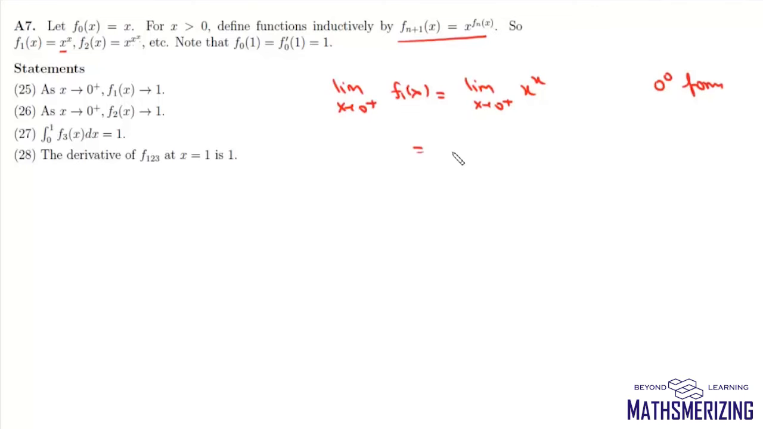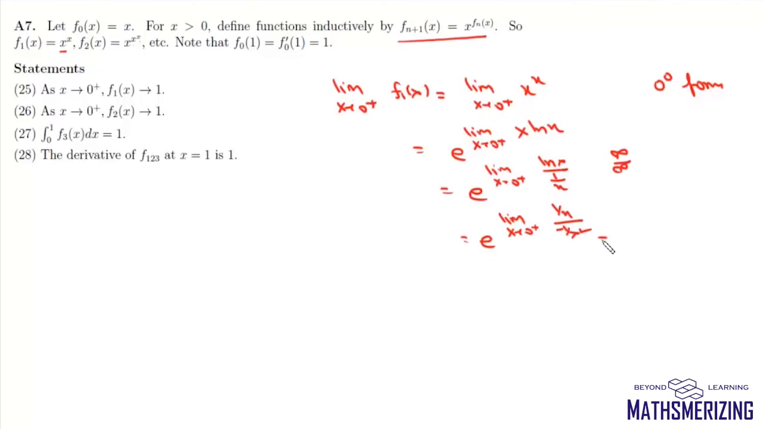Now we can write this as e to the power limit x tends to 0 positive, x log x, or this is e to the power limit x tends to 0 positive, log x upon 1 by x, which is infinity upon infinity form. Now this is e to the power limit x tends to 0 positive. Using L'Hopital's rule, we'll have 1 by x and minus 1 upon x square, which is e to the power 0, and that is 1. That means statement 25 is correct.